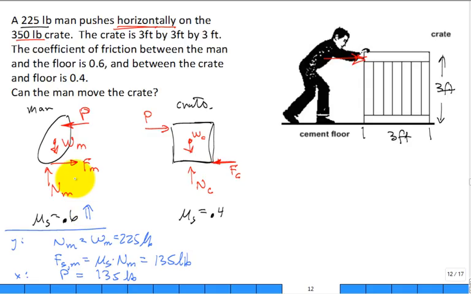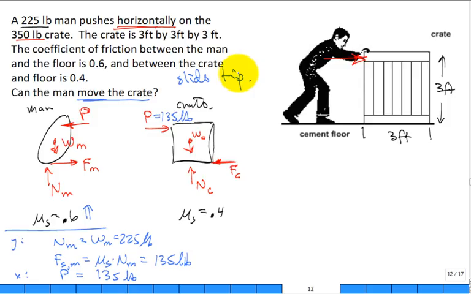All right. Now, we analyzed the crate. We're coming over here with the 135 pounds. And what type of motion can the crate exhibit if it does move? How can it move? Describe just how it could possibly move. Slide as well as tip. Tip or slip? Tip or slip?